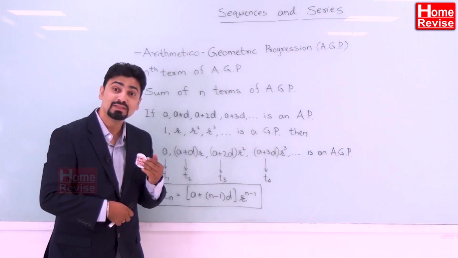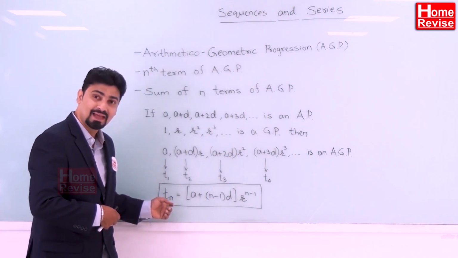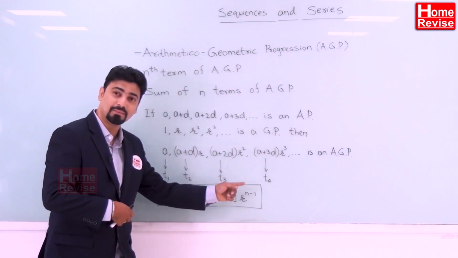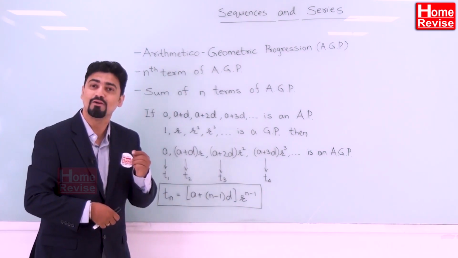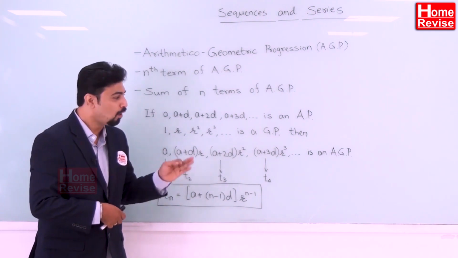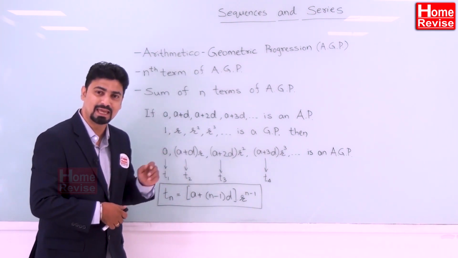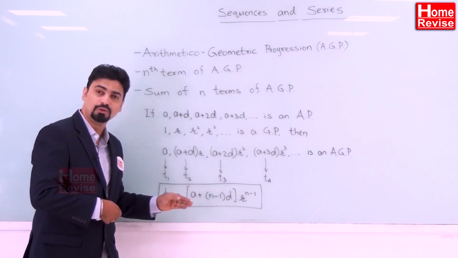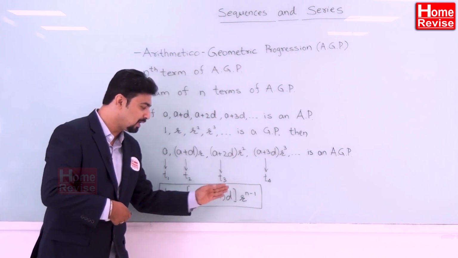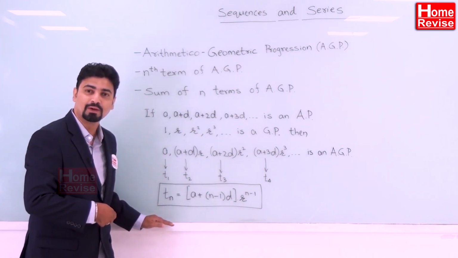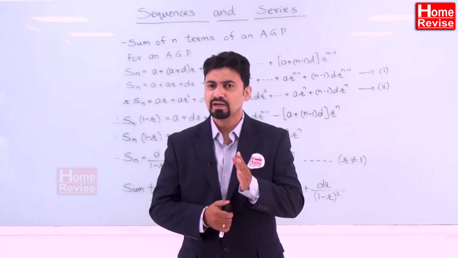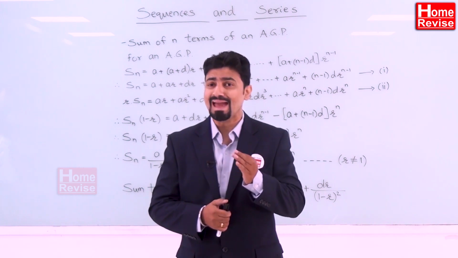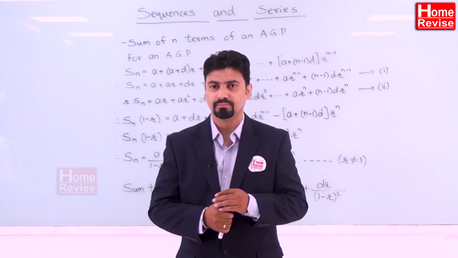Similarly, for my Tn, I will have n minus 1 times D and R raised to n minus 1. Thus, I get my formula for finding the nth term of an arithmetico-geometric progression, that is AGP, and my nth term Tn will be (a plus n minus 1 into d) whole into r raised to n minus 1. So this is the formula for nth term of an AGP. After understanding arithmetico-geometric progression, we found out what will be the nth term of the AGP.